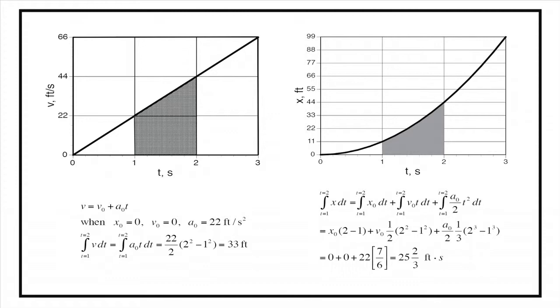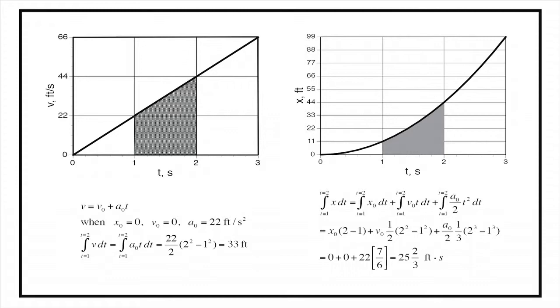And you can see that that also is the size of that shaded area, because on the bottom rectangular part of that shaded area, it goes up to 22 in the vertical direction and 1 unit in the horizontal direction. So 22 times 1 is 22. And then the top triangular part of the area is half that much, so you get 33 feet. And you could see that from looking at the plot, and don't have to really do the integral.